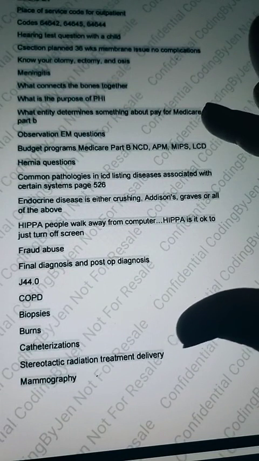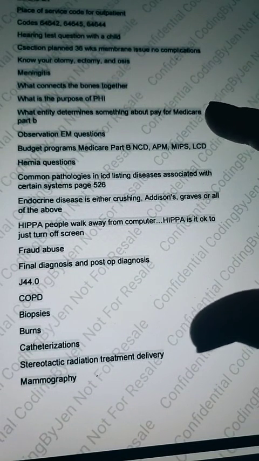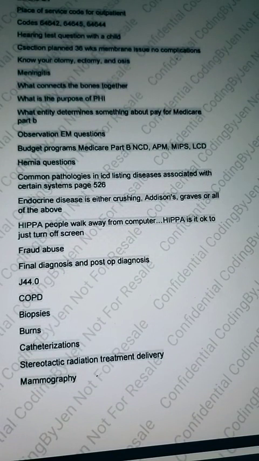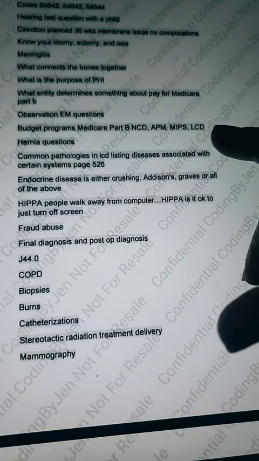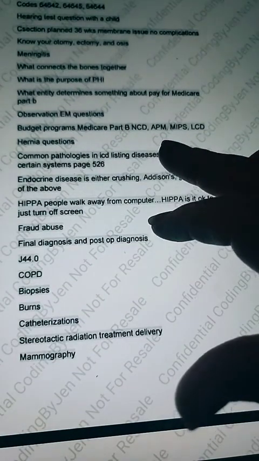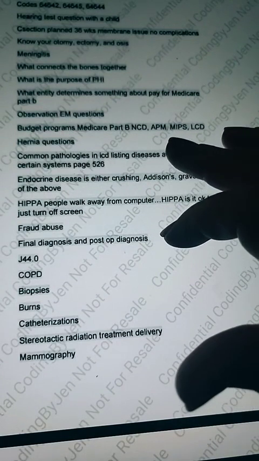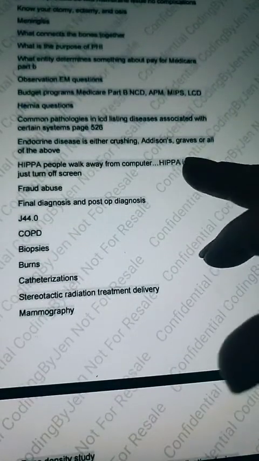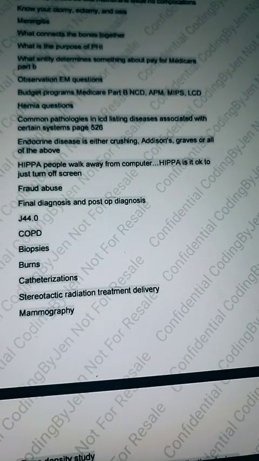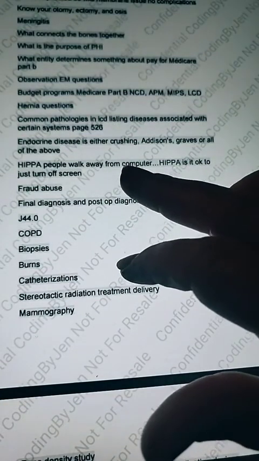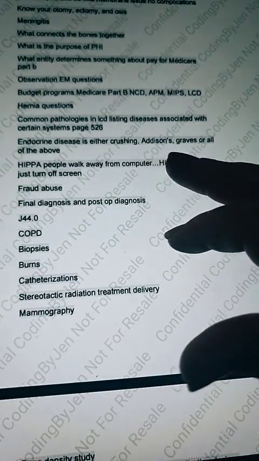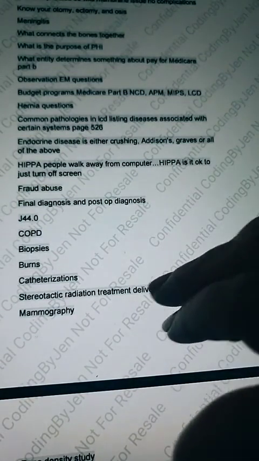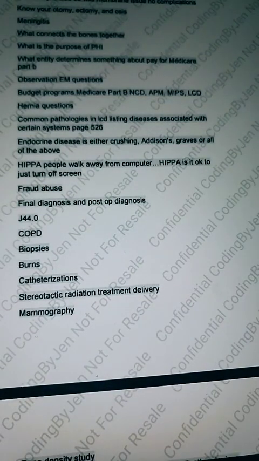What entity determines something and how to pay for Medicare Part B? Are we talking about OPPS and some of those other entities that go along with those? We have a budget program for Medicare Part B, the NCD, the APM, MIPS, and LCD. Be sure you understand some of those. Just write the definitions in the front of your CPT book beforehand. The endocrine diseases are either Cushing, Addison's, Graves, or all of the above. AAPC loves the answer to be all of the above, by the way, or none of the above.